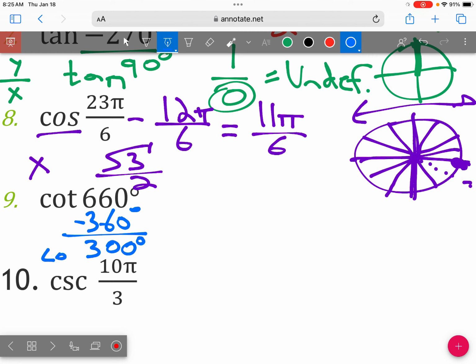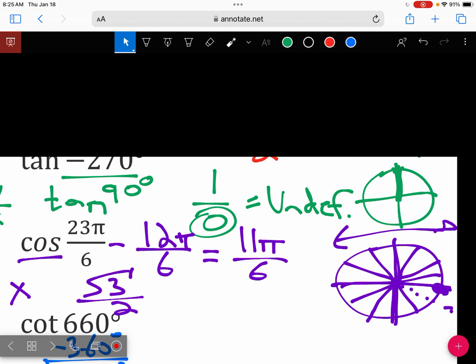So now we're really evaluating, and what we just found out is cotangent of 660 degrees and cotangent of 300 degrees are going to give us the exact same value. So thinking back to cotangent, if we go up here, what did we say cotangent was?